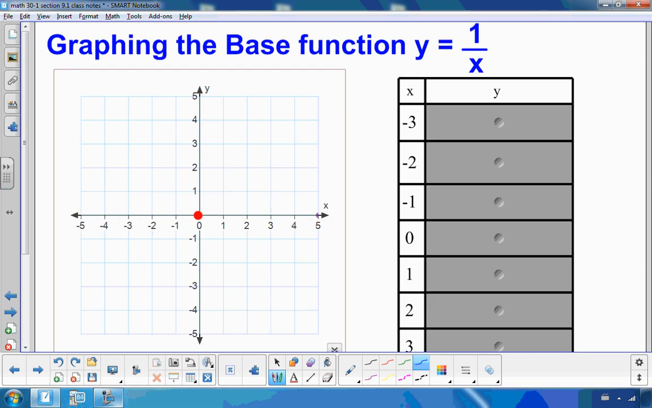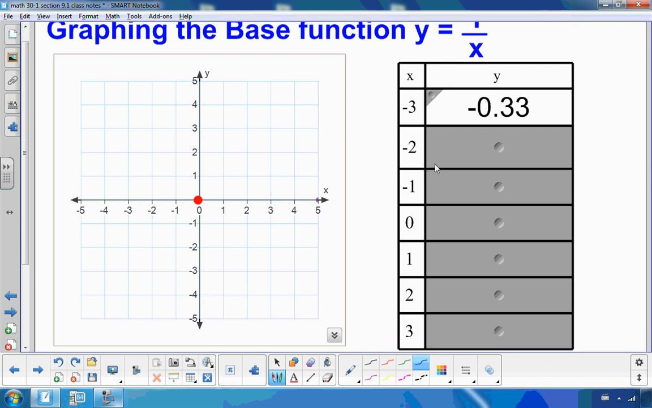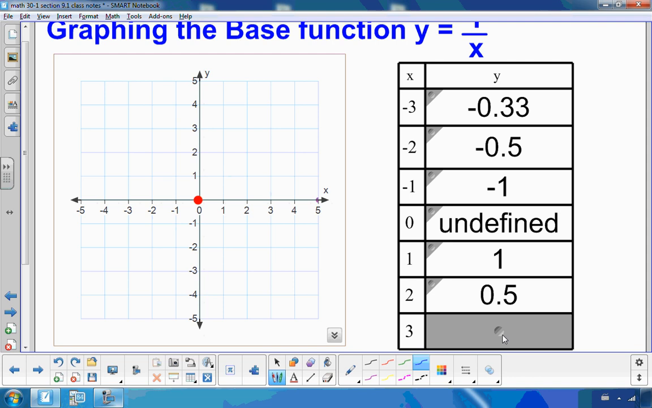Now, when I talk about transformations, I'm talking about changing a base function. And the base function in this lesson is going to be 1 over x. So I just want to get a really good idea of what the graph 1 over x looks like. So I have this table of values. I'm going to plug in values of x and figure out the value of y that goes with it. So for example, when x is negative 3, 1 over negative 3 means y is negative 0.33. I'm going to do the same thing for negative 2. So 1 over negative 2, negative 0.5, and I just keep going down the table.